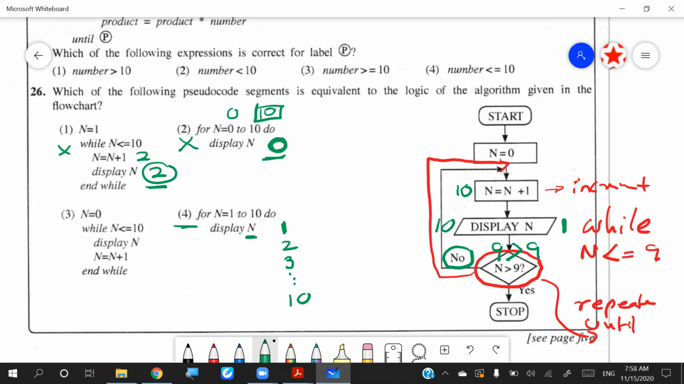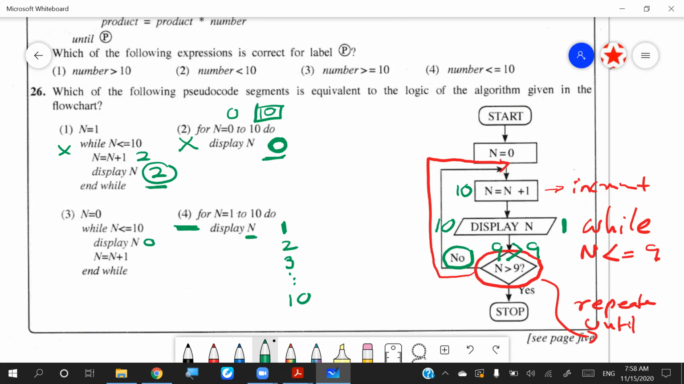So we can take the fourth one as the answer. Let's see what's wrong with the third one. And again, it says y less than or equal 10, display n, which is 0 here. So the first value is okay.